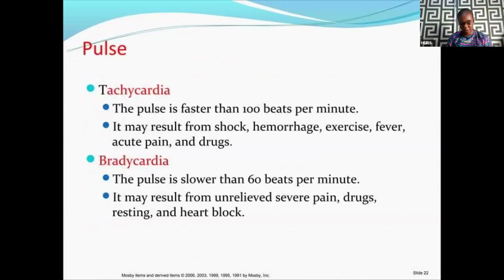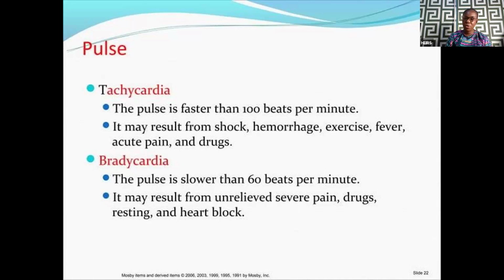So there are two terms you will hear very often wherever you work, except if vital signs are not indicated as one of the things you have to do for your patient. But if it is indicated, you will hear these terms very often. You will hear tachycardia and you will hear bradycardia. I told you normal pulse rate is 60 to 100. So tachycardia is a pulse rate that is faster than 100 beats per minute.